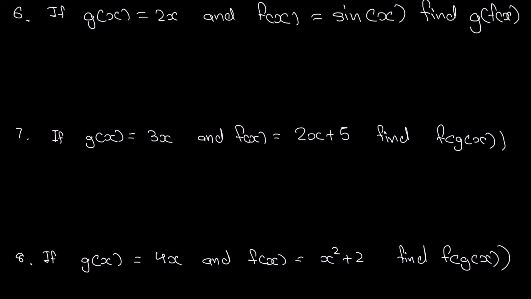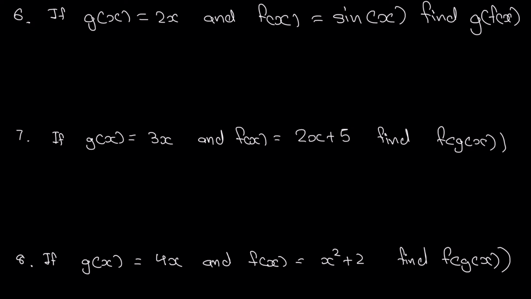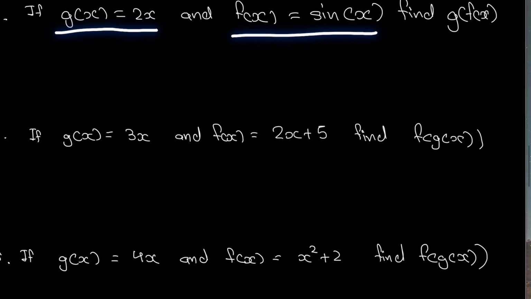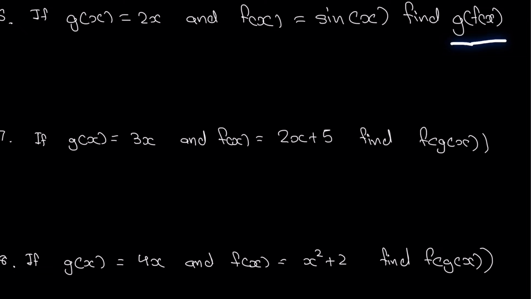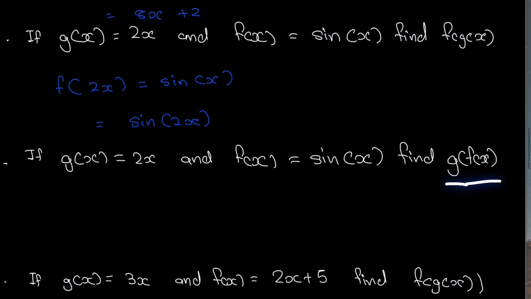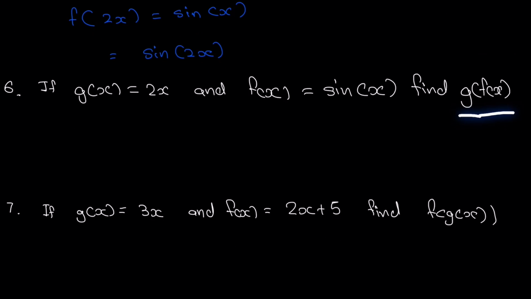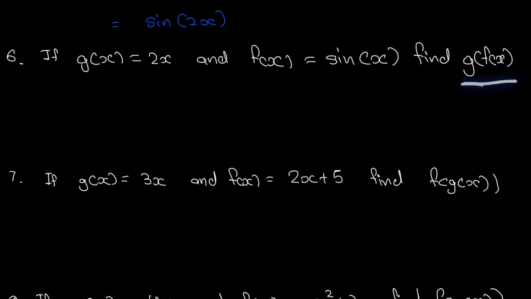Okay, next question. If g of x is equal to 2x and f of x is equal to sine x, we want to calculate g of f of x. So this is the exact same question, but that one was f of g of x. Now we're going to do g of f of x, okay?